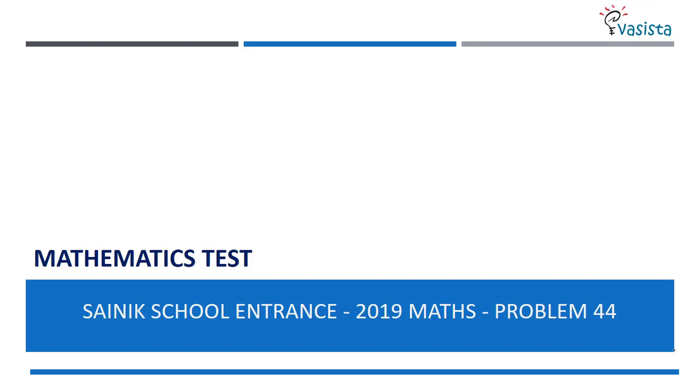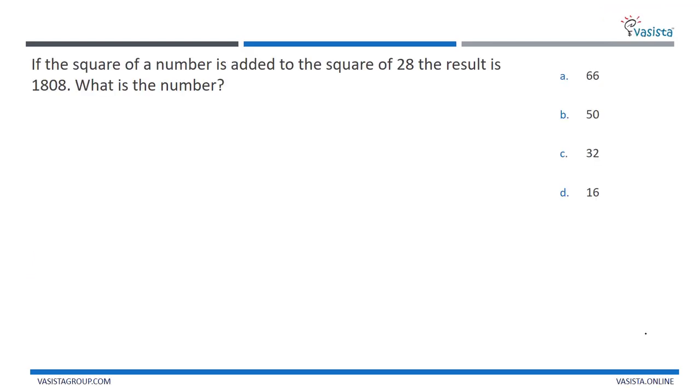Fine, let us go with problem number 44. If the square of a number is added to the square of 28, the result is 1008. What is the number? Let the number be x.